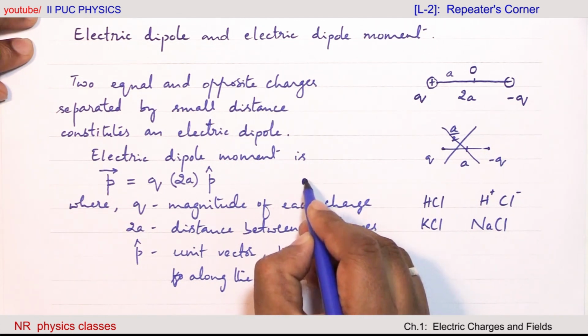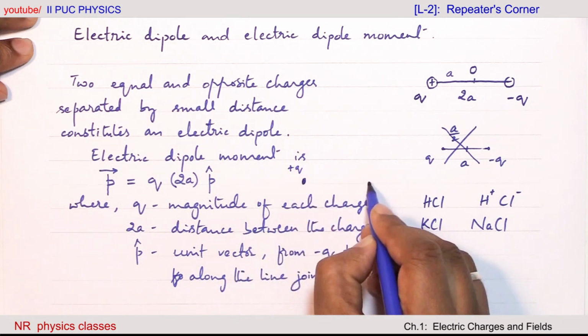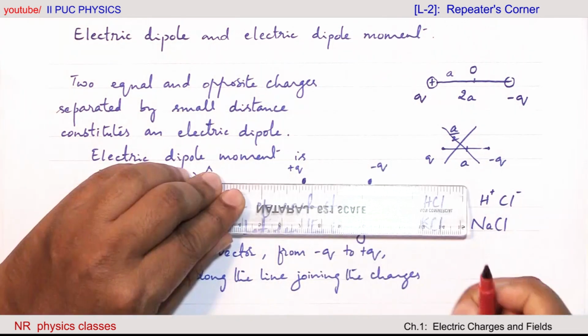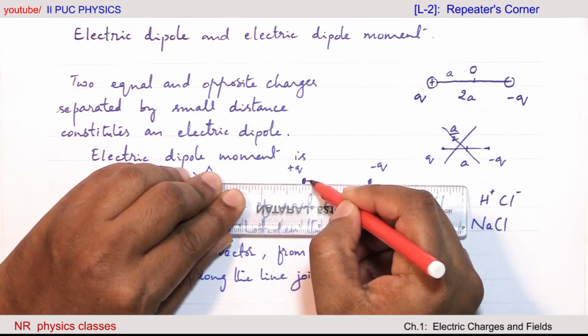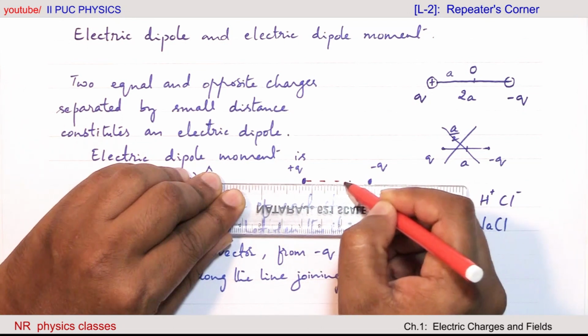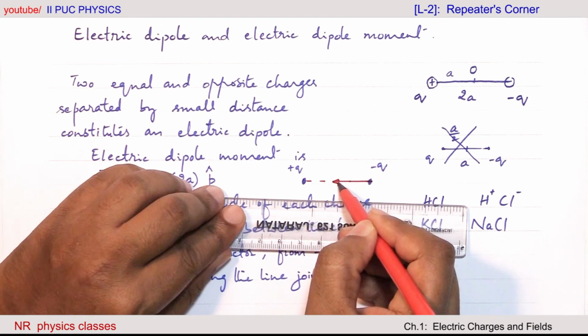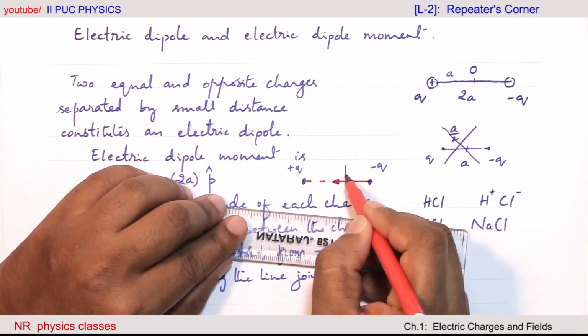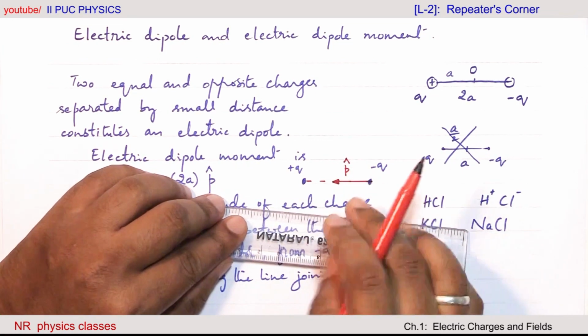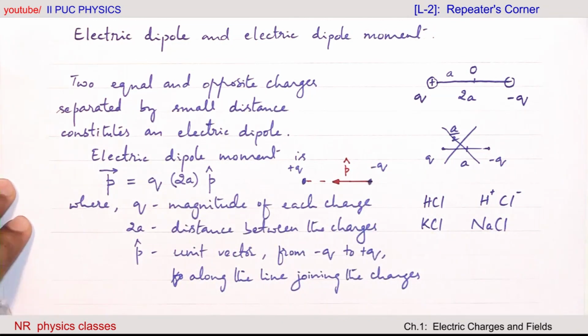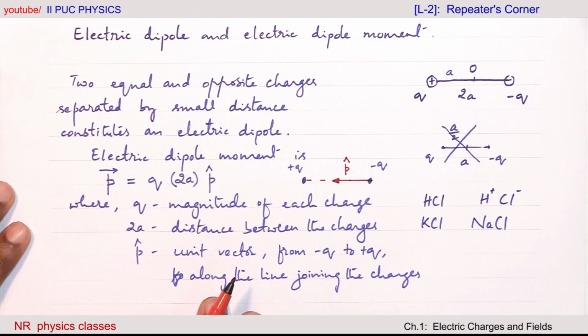Suppose this is plus q and this is minus q. The direction of dipole moment is from minus q to plus q along the line joining the charges, like this. So this is P cap. We need to mention the unit vector from minus q to plus q along the line joining the charges.